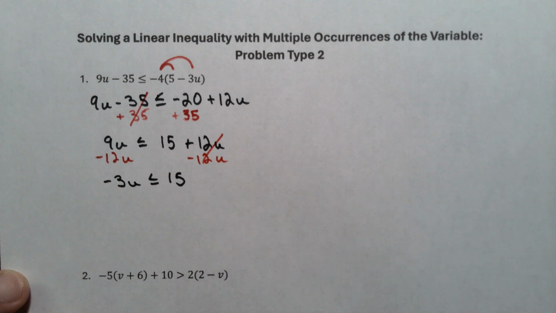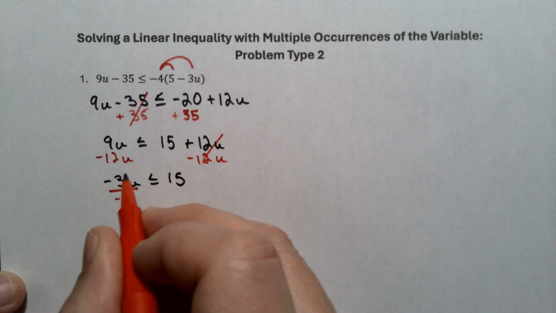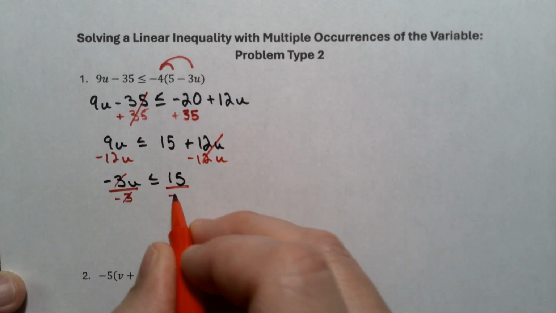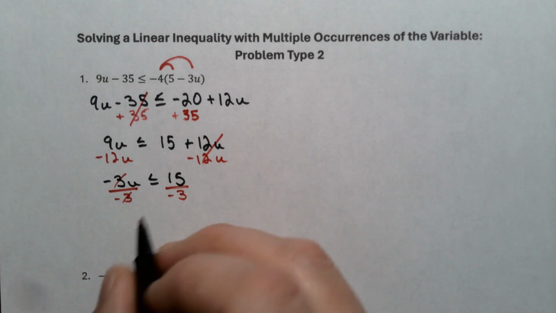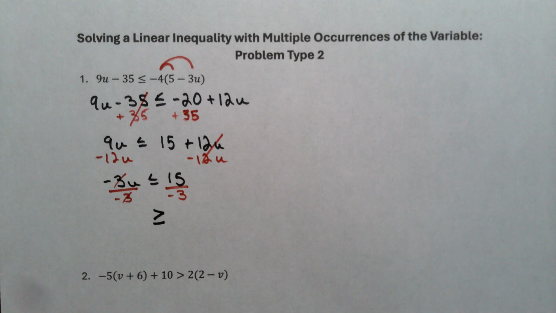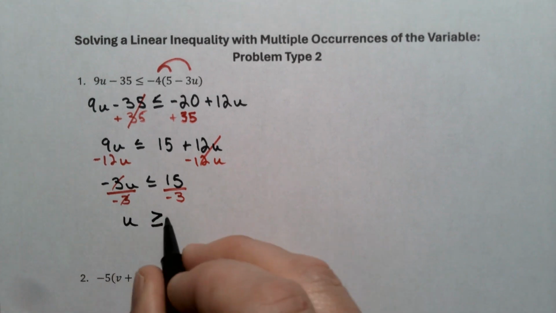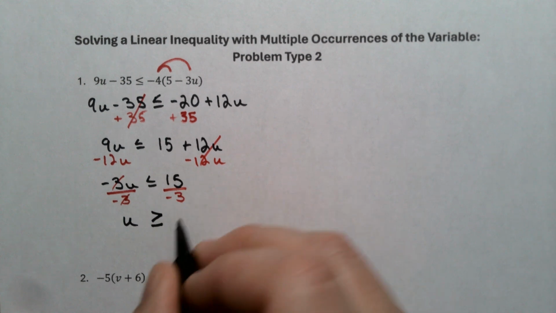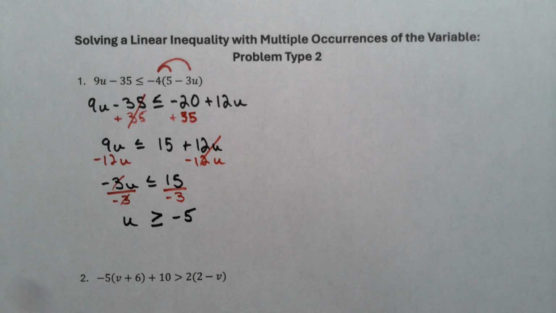And our last step is to divide by this negative 3 because it's being multiplied. If I divide it, it'll cancel. Divide that side by negative 3 as well. And since this is an inequality and we're dividing by a negative number, I need to flip the direction of the inequality. It's going to go the other way now. So that will give us u is greater than or equal to, and 15 divided by 3 is negative 5. So that is our answer. Okay, let's take a look at the next one.